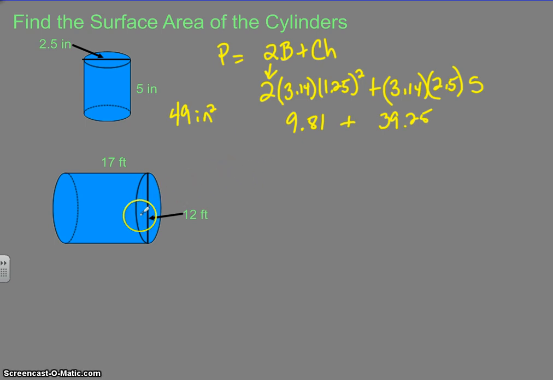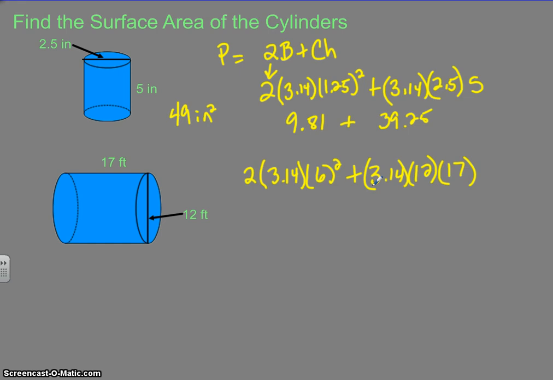Let's look at this one. Now the base, the area of the base, it's a circle. Even though it's laying on its side, it is a circle. So 2 times the area of the base. Well, that's pi r squared. Pi is 3.14. R is not 12, it's 6. It's half of this. And we have to square that. Plus, now the perimeter of the base is just the circumference, which is going to be 3.14 times 12, because pi times the diameter gives us the circumference, and the height of the structure is 17.